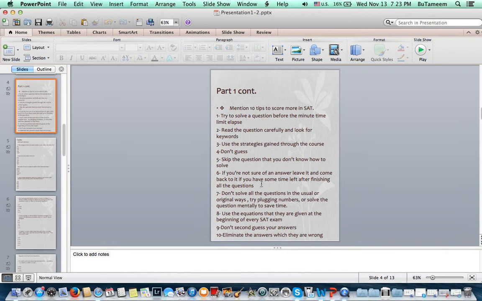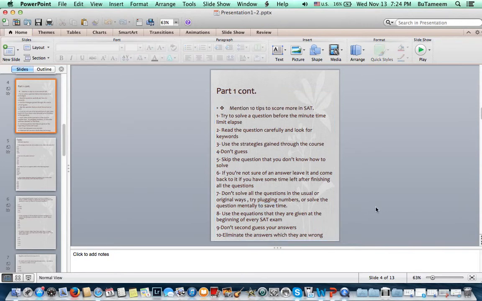Well, this point is clear. If you have some time left after finishing all the questions that you know how to solve, you may come back for the questions that you don't know how to solve, or you stopped at because you needed some more time or the limit elapsed. Don't solve all the questions in the usual or original ways. Try plugging in numbers or solve the question mentally to save time. Well, as I said, the SAT exam is a time-consuming exam.